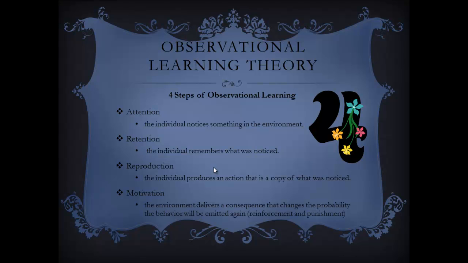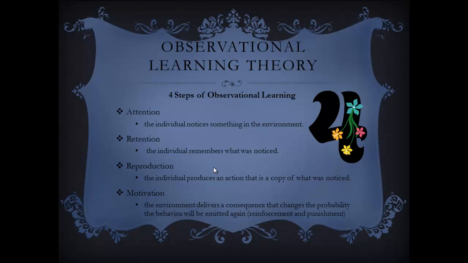There are 4 steps to observational learning theory. The first one is attention. Let's use the example of teens and smoking. Attention: our teenager goes outside in the schoolyard and notices something in the environment. What our teenager notices is somebody else in grade 12, some really good-looking, cool, popular person smoking. Okay? The next step is retention. This is where that high school student remembers what they saw.